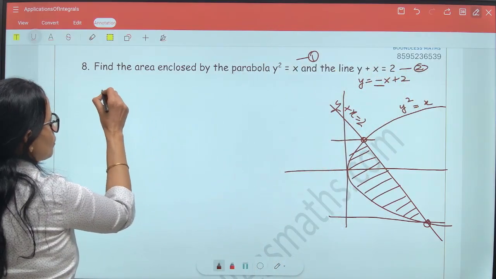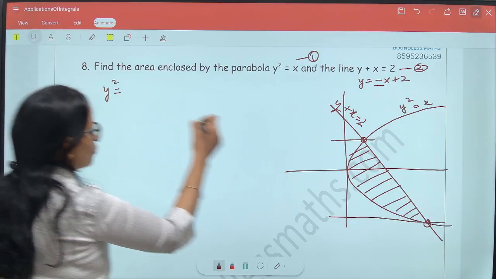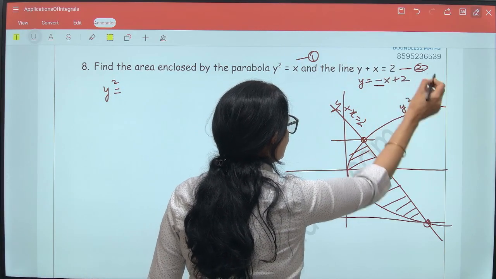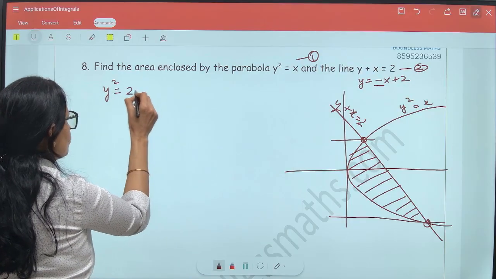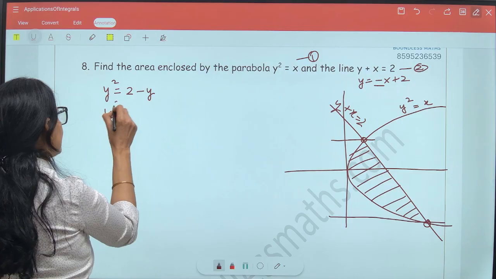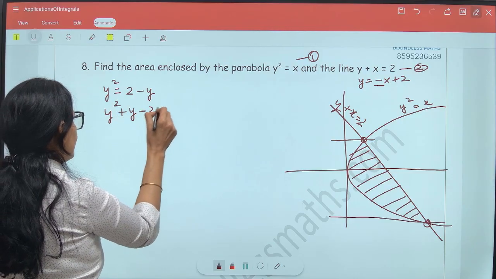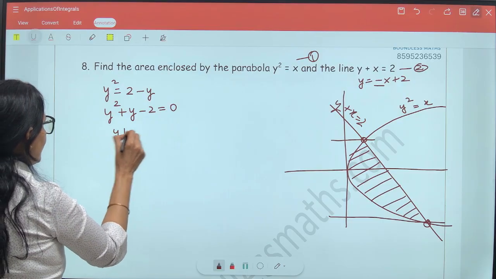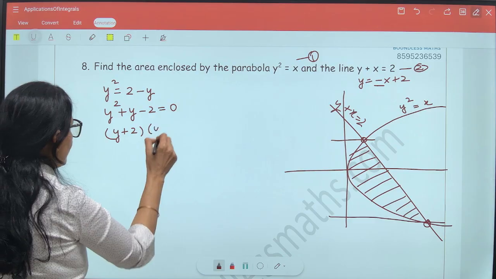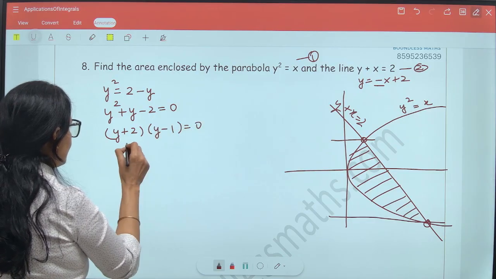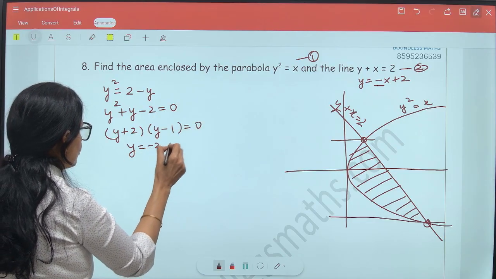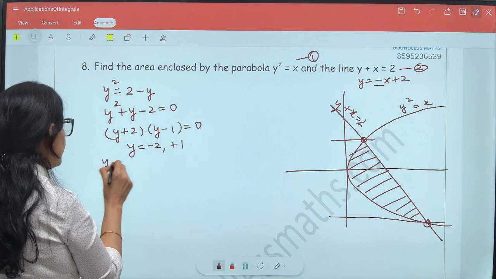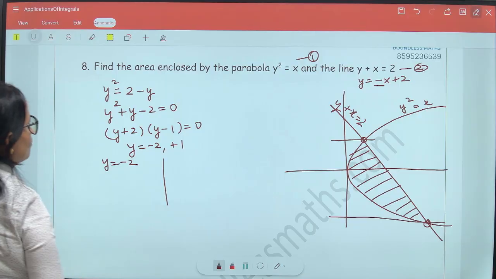So y square is equal to x, y square equals to, what is x from here? x is 2 minus y. So I can just write 2 minus y here. So that makes it y square plus y minus 2 equals 0. The factors will be y plus 2 and y minus 1. So that means the values of y are minus 2 and plus 1. When y is minus 2, what is the value of x?